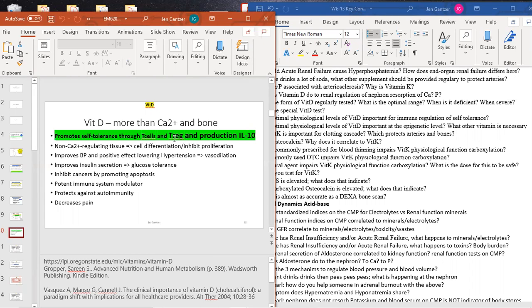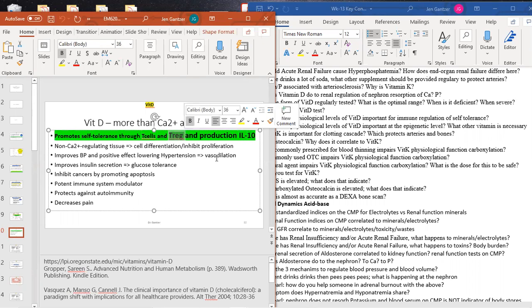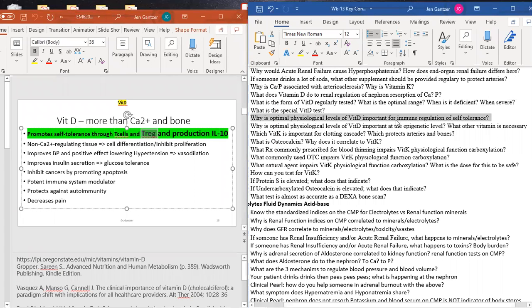If you don't have sufficient levels of interleukin 10 being secreted by your population of T regulatory cells, you will lose self-tolerance and you are more prone to autoimmune activation. So vitamin D is very important for self-tolerance and Treg and T0 populations, and that's under the direction of your vitamin D.